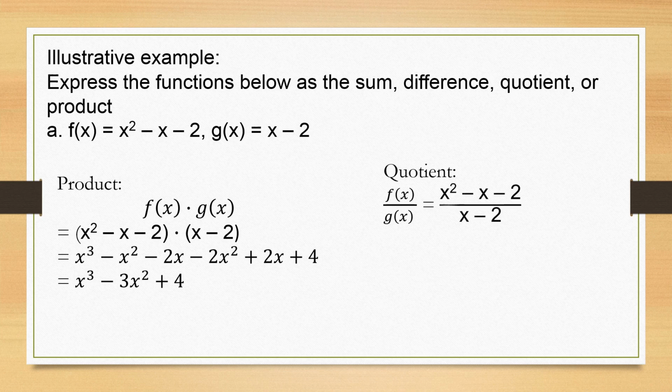Lastly, we have the quotient between f of x and g of x. So we rewrite in the numerator f of x, which is x squared minus x minus 2, while in the denominator we have g of x, equivalent to x minus 2. As we observe, the numerator is actually factorable, so we can make use of two binomial factors. It is the same concept that you learned in grade 9 and grade 10, because you had been encountering factoring using two binomial factors, especially for quadratic functions.